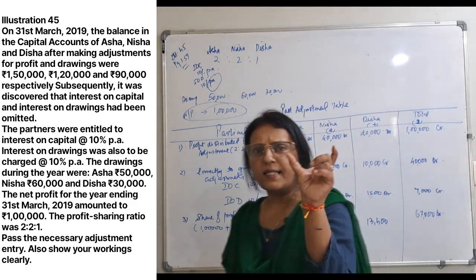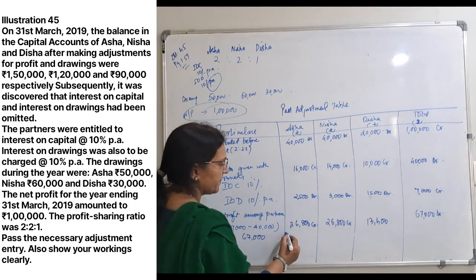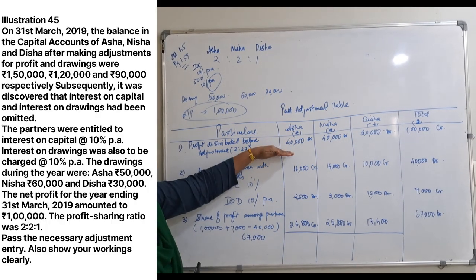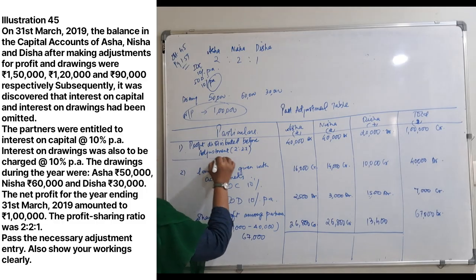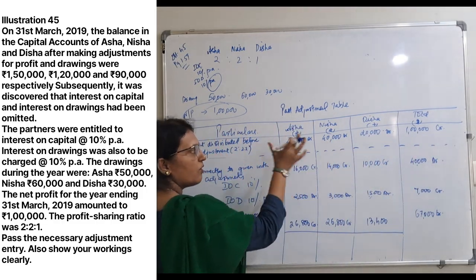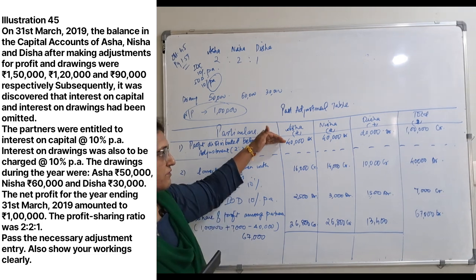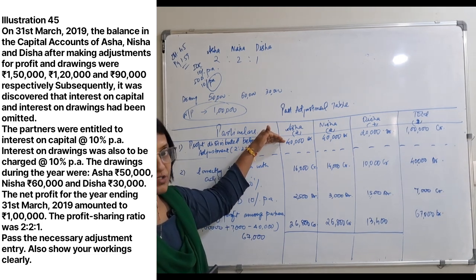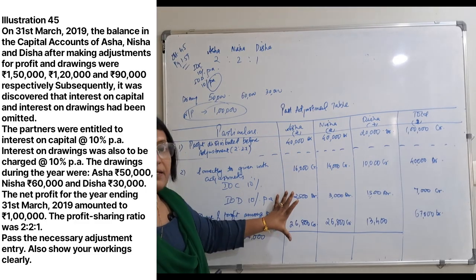Now let's check individually how much they are getting. From here, this is the wrong part that we have given. By mistake we have divided the profit, 1 lakh profit, in this ratio without any adjustments. This portion is the correct one.